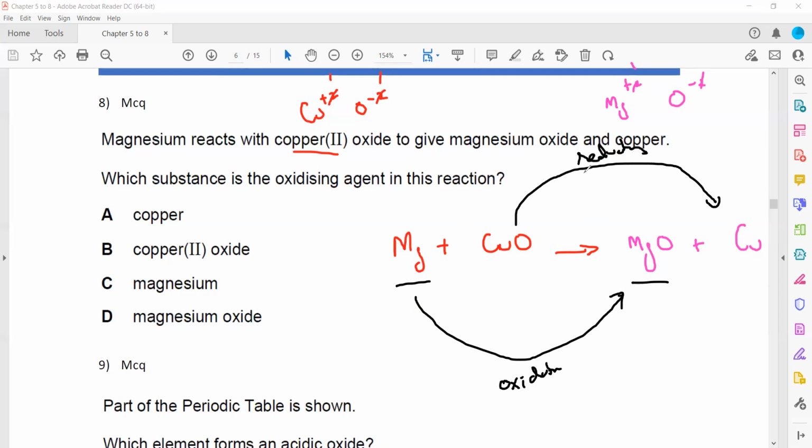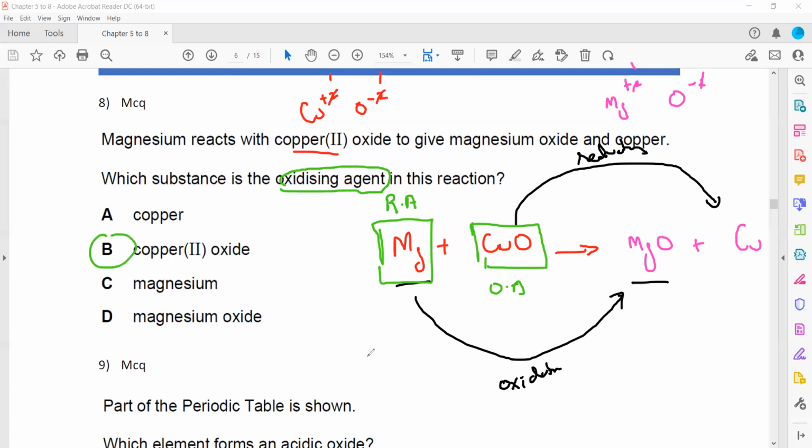But what about the oxidizing agent or oxidant and the reducing agent or reductant? For a substance in which oxidation happens, that is the reducing agent. And for a substance in which reduction happens, that is the oxidizing agent or oxidant. So the question is, which substance is the oxidizing agent? The copper(II) oxide is the oxidizing agent. You can also state the answer. You can use your chat or a mic if you know the answer.